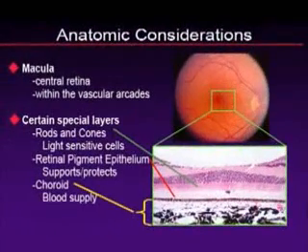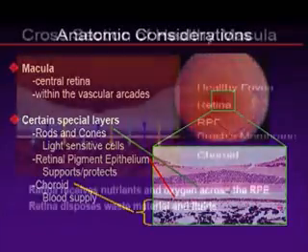Let's look at the anatomy a little bit better. We know that the macula is between the two arcades, and we know that the macula is really the central part of the retina that has specialized layers of cells. There's the rods and cones, which are the light-sensitive cells, and then there's the retinal pigment epithelium, which is really the protective structure underneath the retina. And then underneath the RPE, we have the choroid, which is the blood supply to the RPE and to the outer segments of the rods and cones.